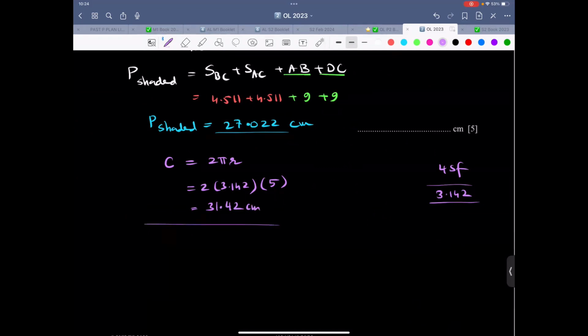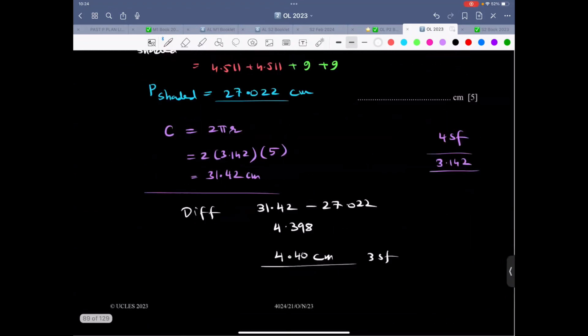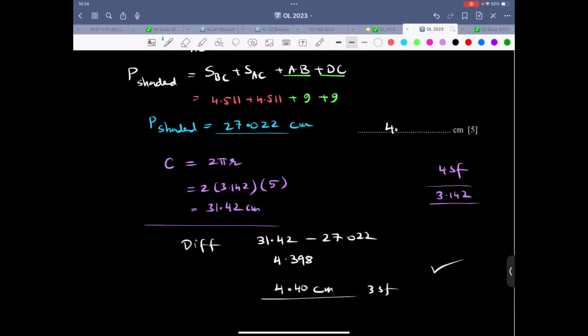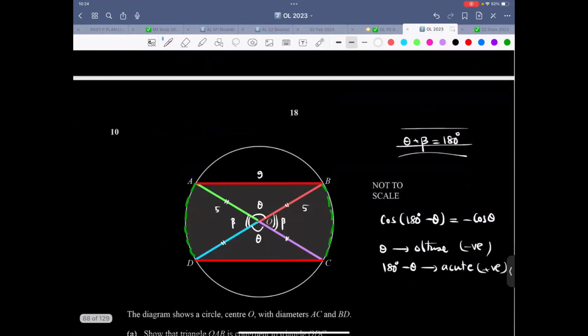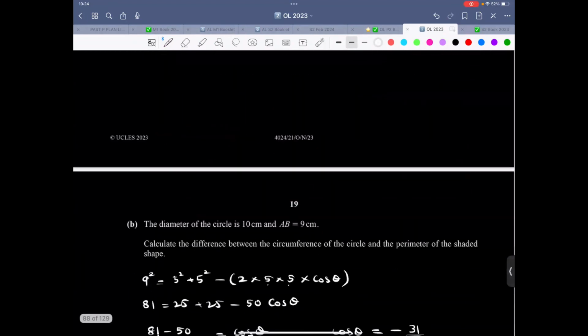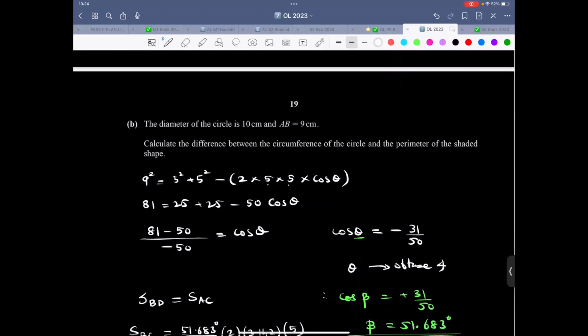centimeters. And finally, we are looking for the difference, that is 31.42 minus 27.022. This comes out to be 4.398, which should be written as 4.40 centimeters, correct to 3 significant figures. So that is the working that needs to be done. Don't forget to fill in the blank spaces, because that's where the working is supposed to go. And that completes this particular paper. Till the next class, take care.